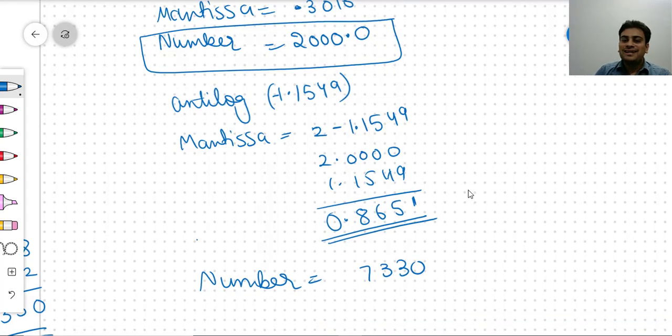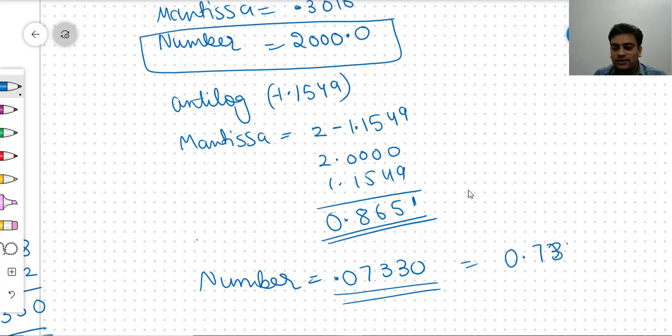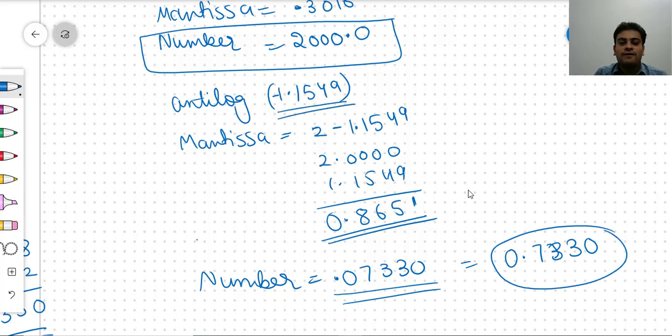Now we again look at our log value, which is -1. As I told you, in case of negative, you always look at the number before the decimal. Since it is 1, you always have to put one 0 after the decimal. So here I put a decimal and then a 0, and then my number will continue. So here my number is 0.07330, where the log value is negative 1.1549.